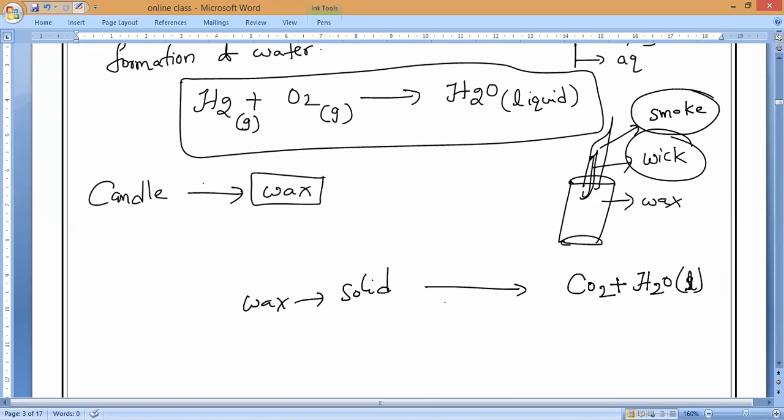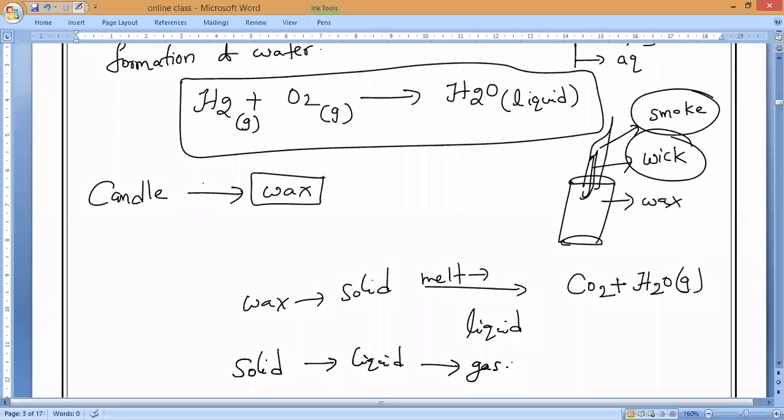One minute. Solid, first what will happen? Wax is a solid. If you heat it, it will melt. So it will melt into which state? It will melt into liquid state and it will form the gases carbon dioxide and also water vapor. Water vapor, we have to represent with the gas only. So wax is a solid, and the solid will melt into liquid during the combustion reaction, and the liquid will be converting into gas.